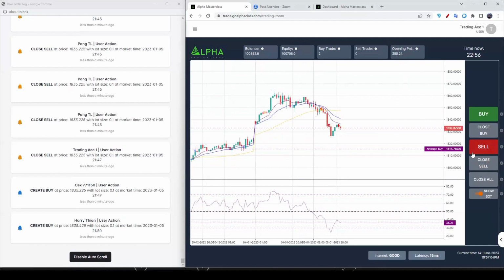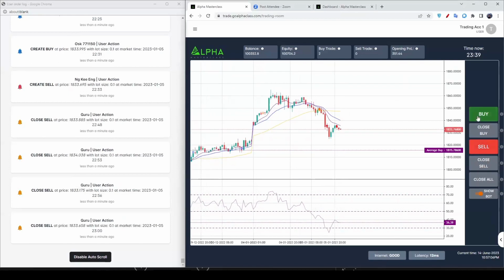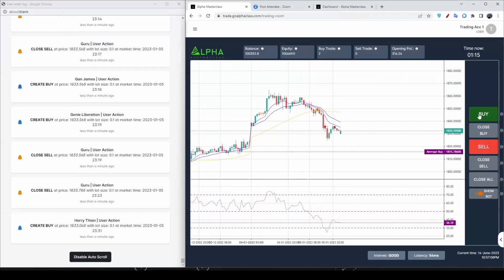Now the gap is closing already, so I temporarily remove all my sell trades.